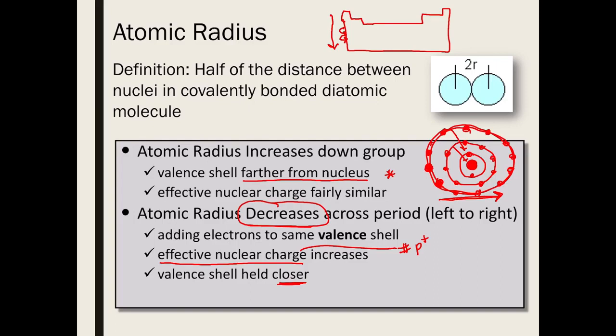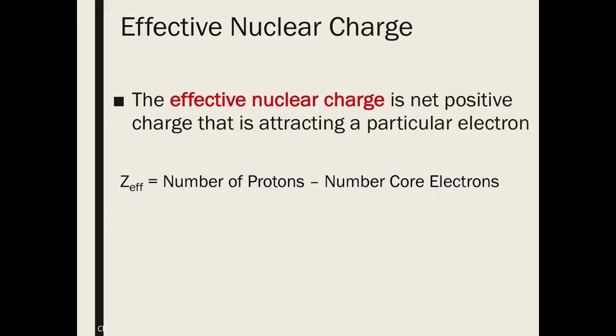Okay, this is probably the hardest trend for people to really talk about and really get their minds around. So that's why I really want to emphasize that one. So effective nuclear charge, like I said, is kind of related to the number of protons. It's not quite that, but effective nuclear charge is the net positive charge that is attracting a particular electron.